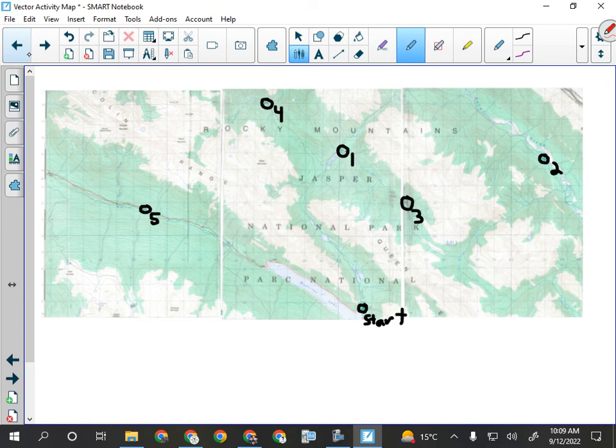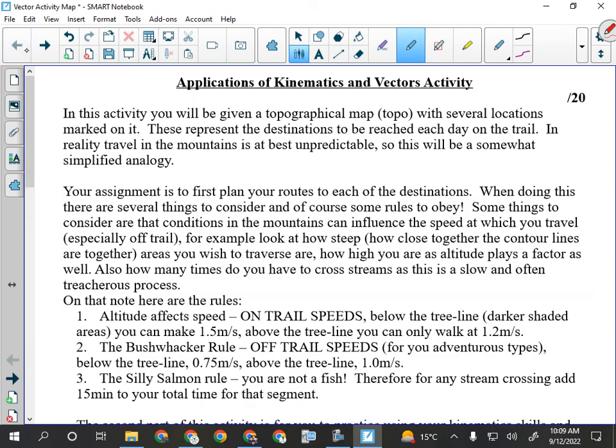Yep. Okay. Now, there are some rules to follow. Your assignment, like we said, is to plan your routes to each of the destinations. When doing this, there are several things to consider and rules to obey. Some things to consider are that conditions in the mountains can influence the speed at which you travel, especially if you're adventurous and you're going to go off trail, which I'm going to force you to do on several of the days. No.